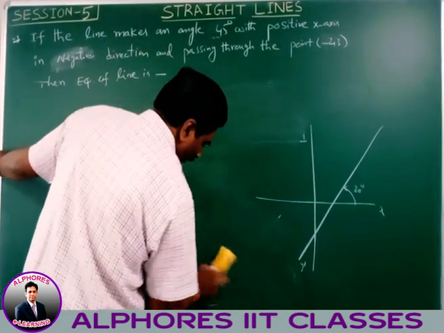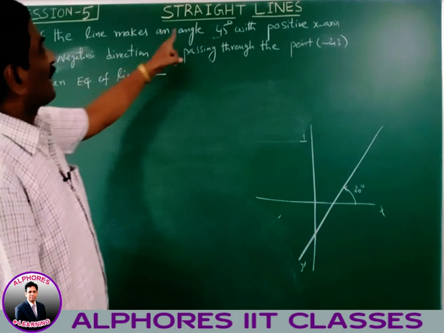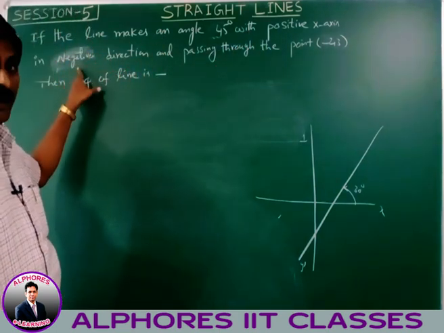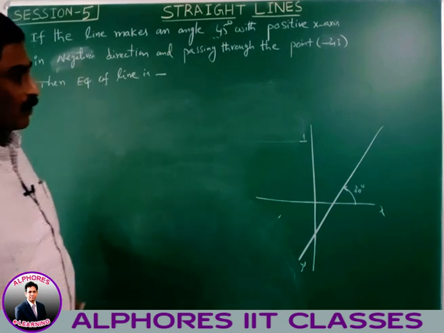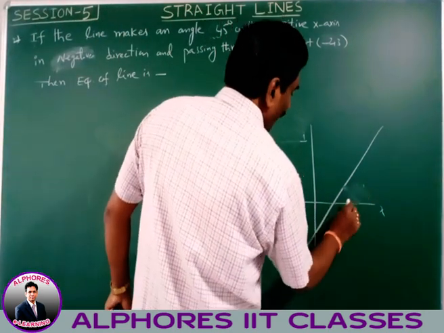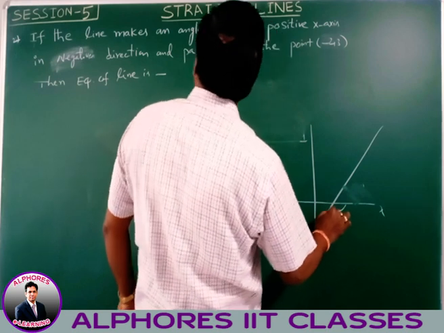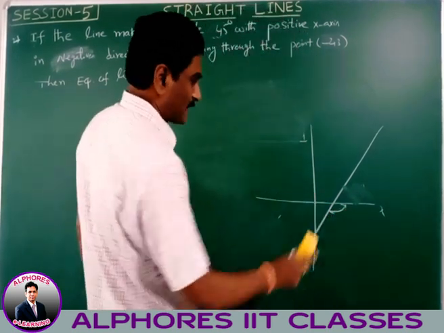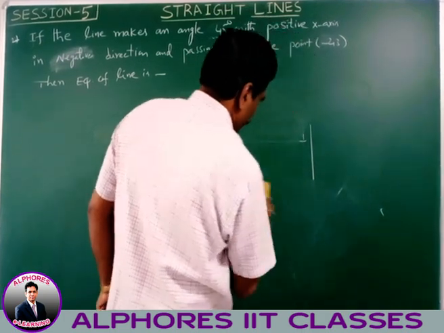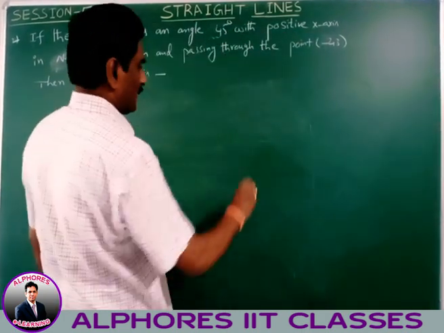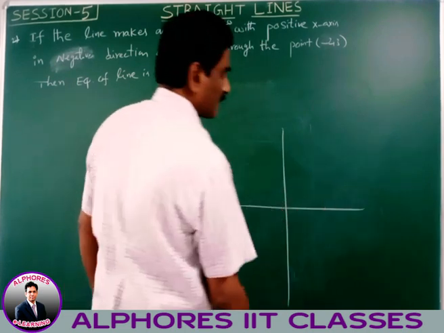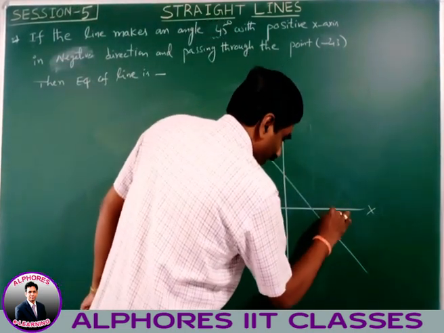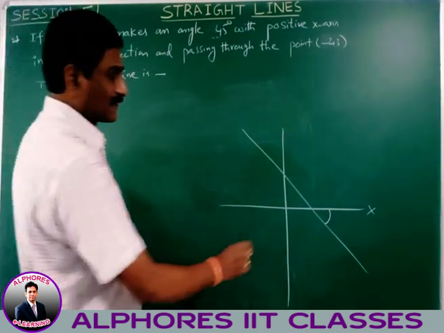In the second problem, the line makes an angle 45 degrees with positive x-axis in what direction? Negative direction. Negative direction means this value. This angle is 45 degrees. That means, please observe the diagram. This is the x-axis, y-axis. This angle is 45 degrees, between the positive x-axis and the line in negative direction.